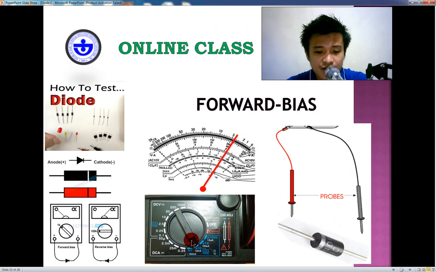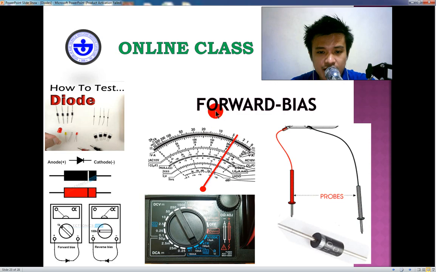So after setting, of course, you already set your needle pointer exactly in the 0 ohm. You have to connect now your test probes towards the diode in forward bias. How to do it? Very simple. The red test probe should be connected on the cathode, because as I mentioned, in your analog multimeter, the red test probe becomes negative if you use it on semiconductor materials, and the black test probe becomes the positive.